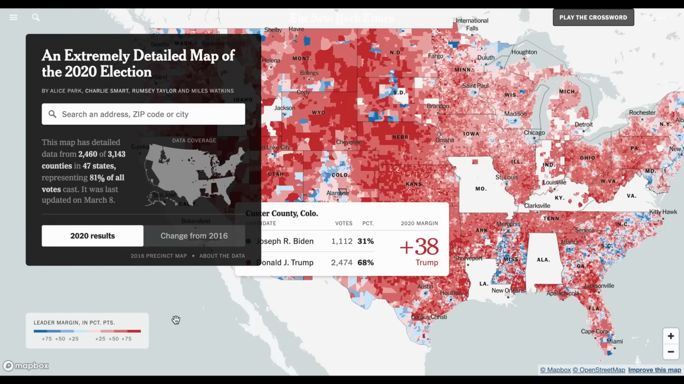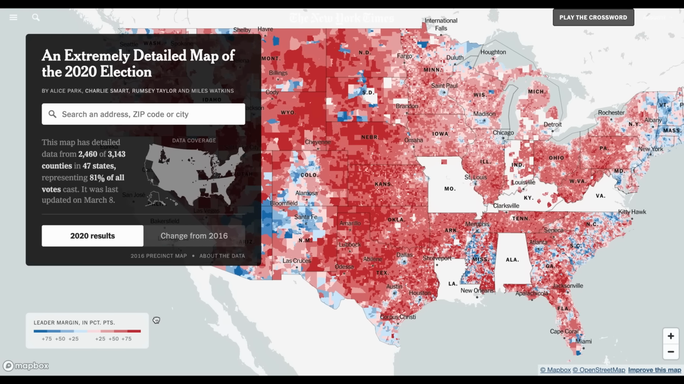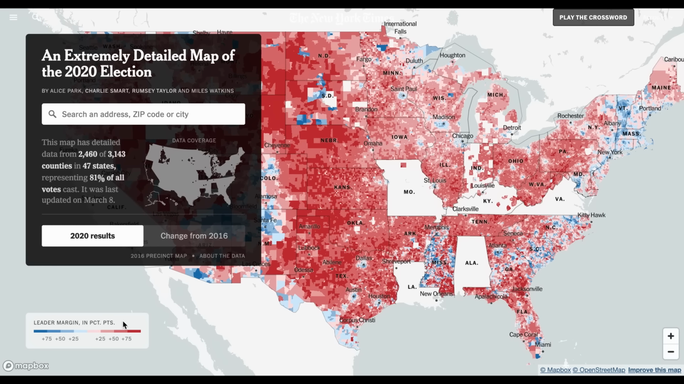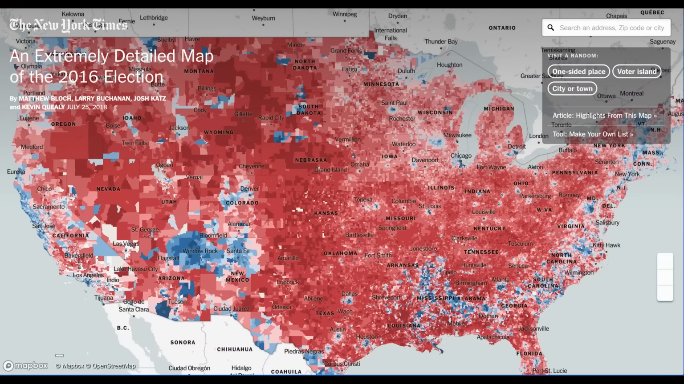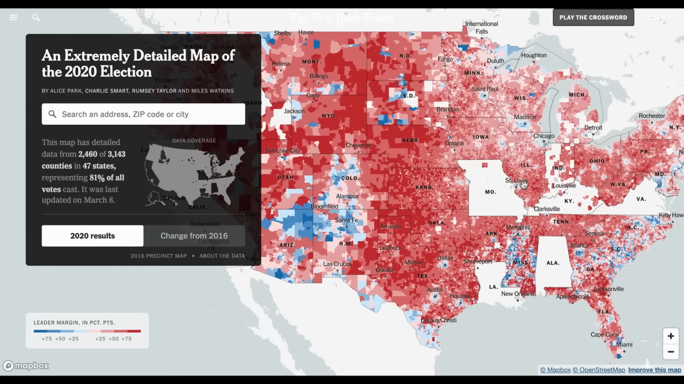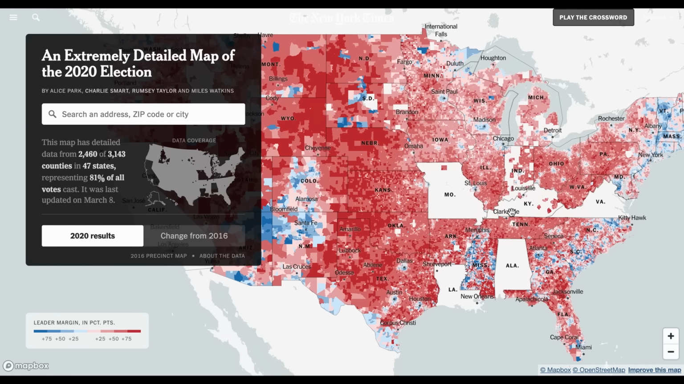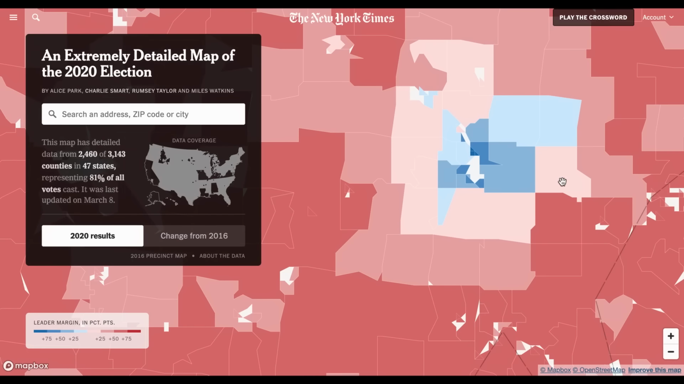The final map I'll discuss in this video is called an extremely detailed map of the 2020 election, made by the New York Times. It's a follow-up to a map I discussed in my Fascinating Maps video, which did the same for the 2016 election. Just like the map in that video, this map shows how the country voted down to the last precinct. This makes it far more detailed than other electoral maps, which typically show voting patterns by state or even county.